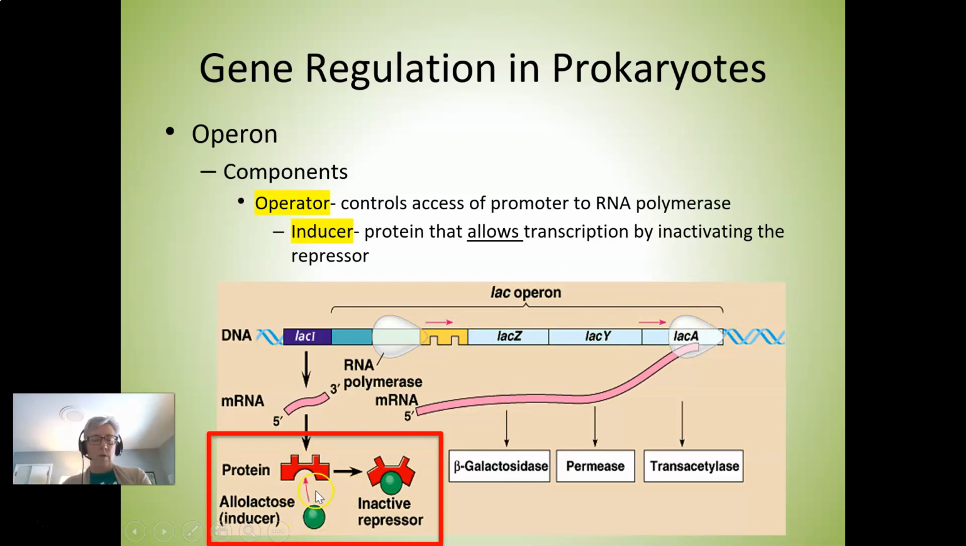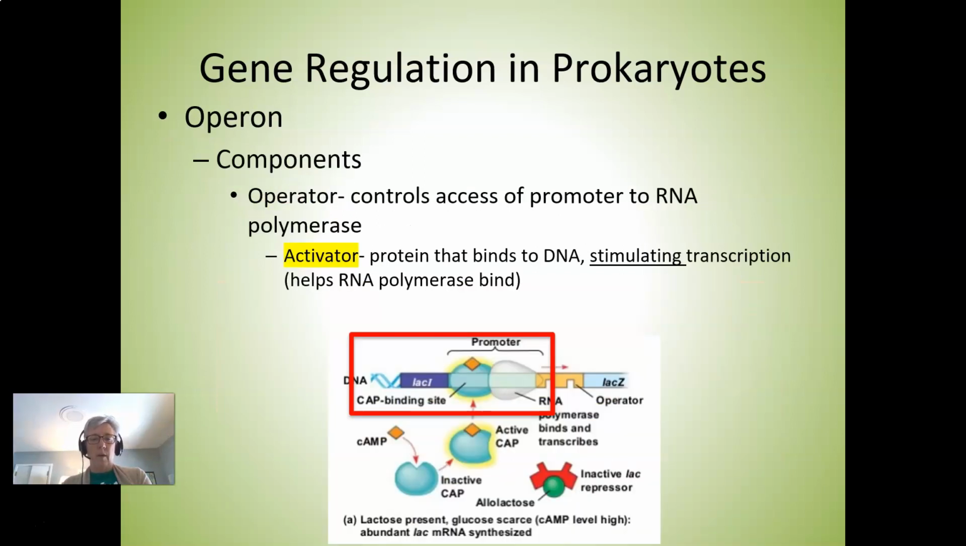So here's our inducer. It binds to the red Lego piece, which is the repressor, changes its shape, and now the repressor can no longer bind to the operator, and the operon, the RNA polymerase, can go. It can be transcribed. All right, so the inducer turns transcription on by removing the repressor.